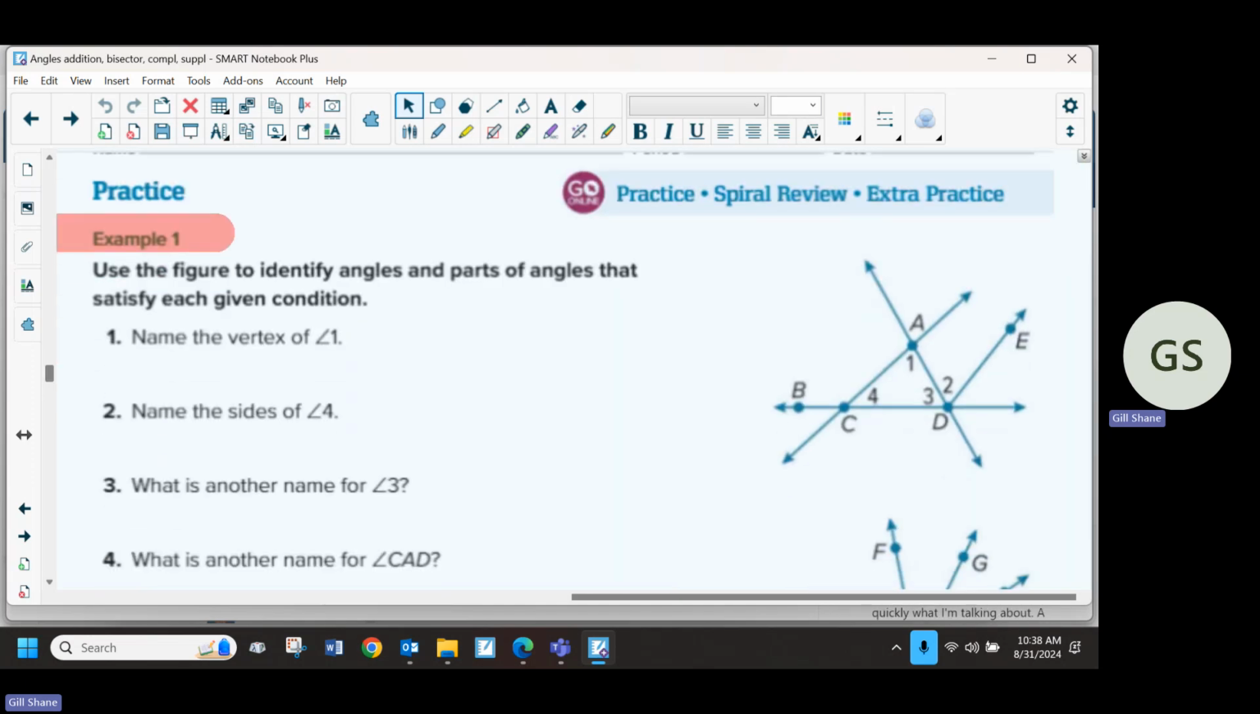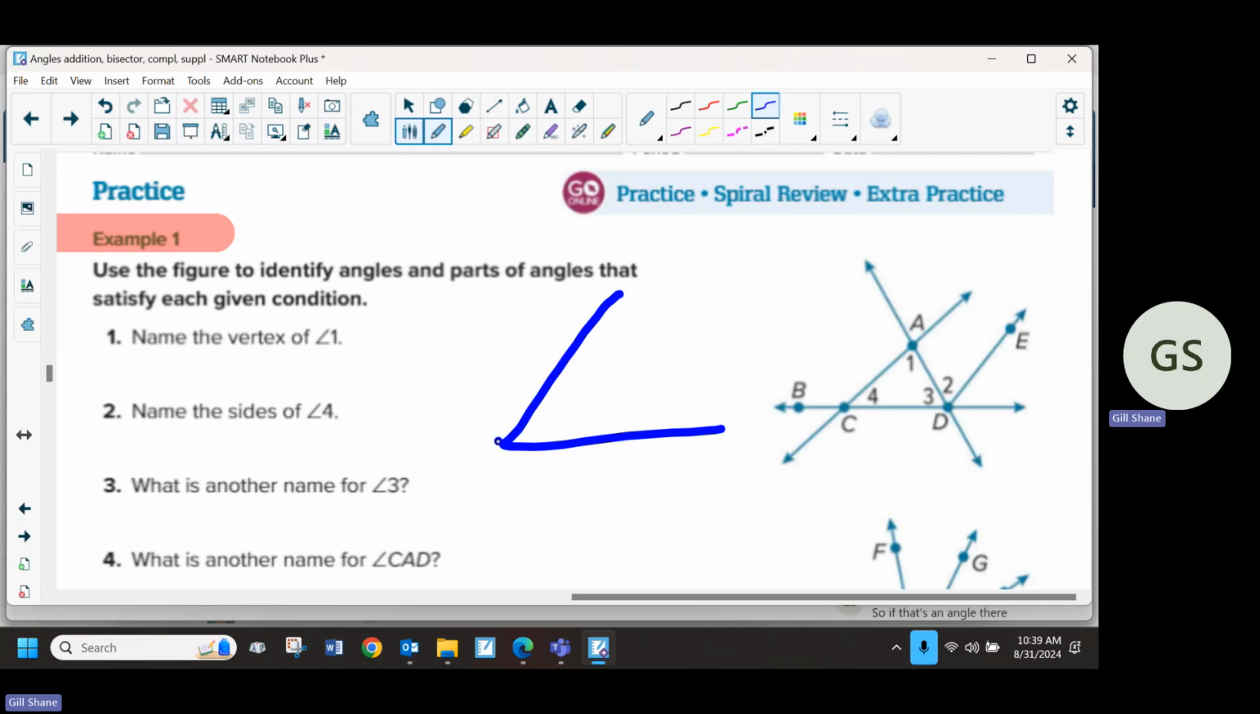A good example of that: we need to know what a vertex is. We said that's like the corner of the angle. So if that's an angle there, that's the vertex. The angle itself, we said, is right there. And that little curved marking is how you show that you're talking about an angle in an image.